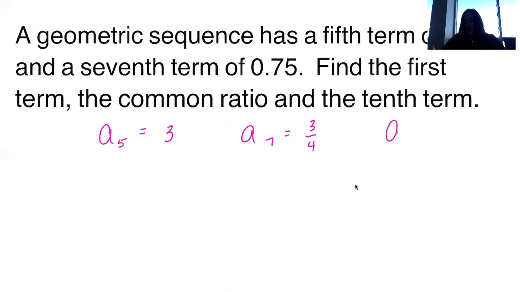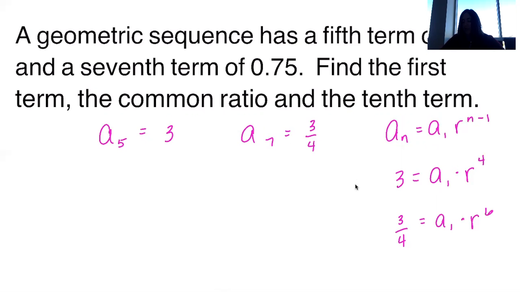If we think back to what our equation is, we have a sub n equals a1 times r to the n minus 1. So a sub 5 is 3, so we can write 3 equals a1, which we don't know, times r, which we don't know, to the 5 minus 1, which is the 4th power. The next one would be 3/4 equals, and again, it's a1 times r to the 7 minus 1, which is 6. What we have to do is set this up and then solve it like you would solve a system of equations.